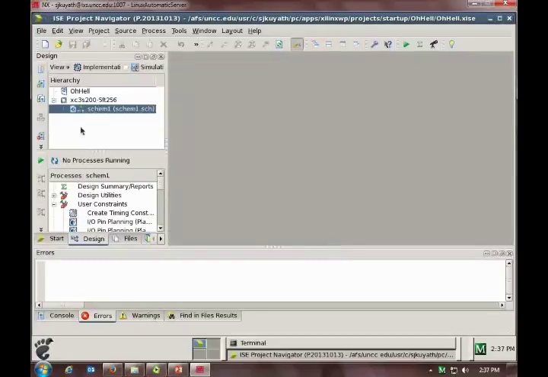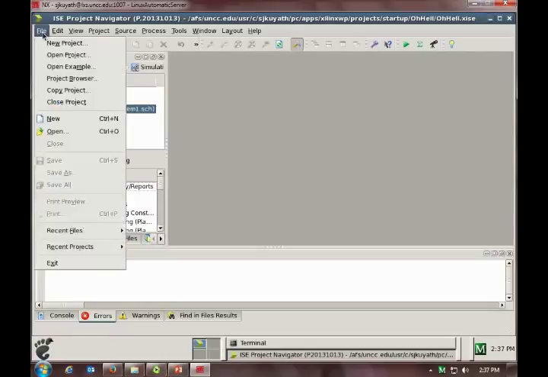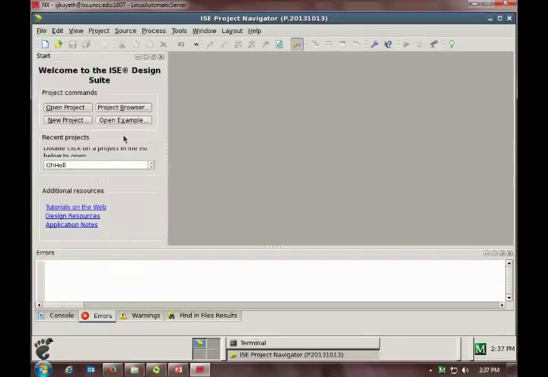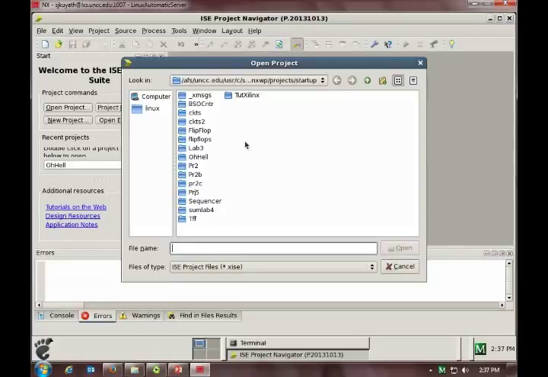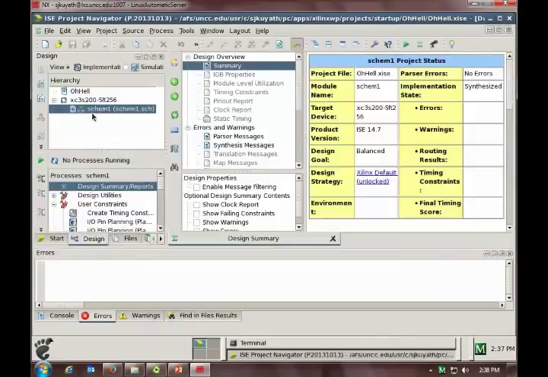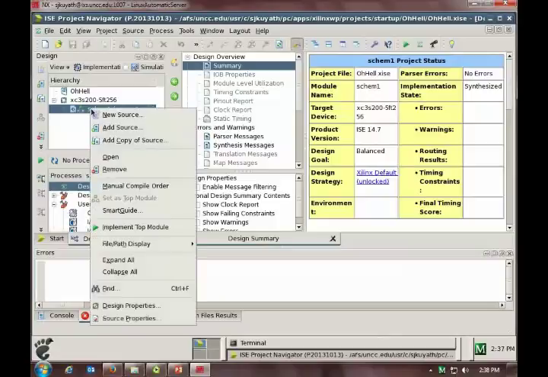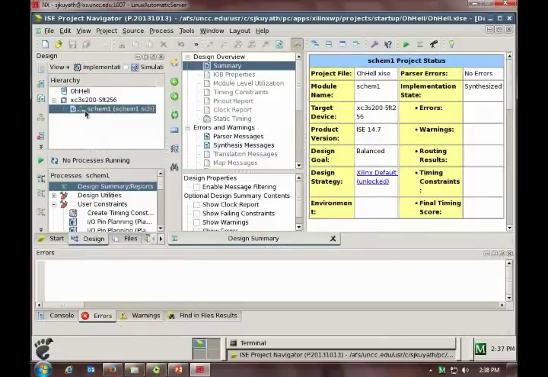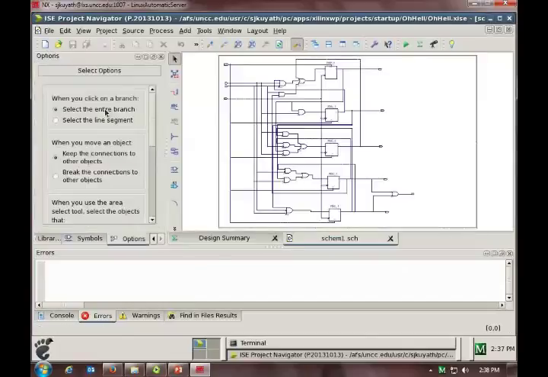Now here it's showing that it's using a schematic, but that's definitely not what I was using at the time. So I'm going to close this, and it actually should have come up with the right one. It may have come up with this Oh Hell, but it's still just showing that schematic. It's not showing the VHDL. Here's the schematic.